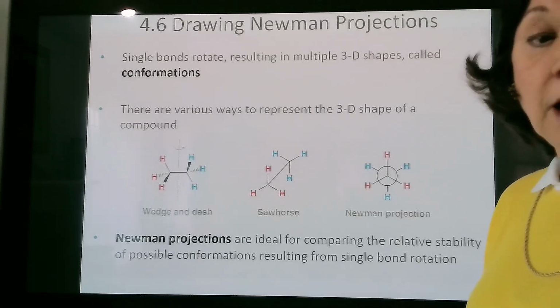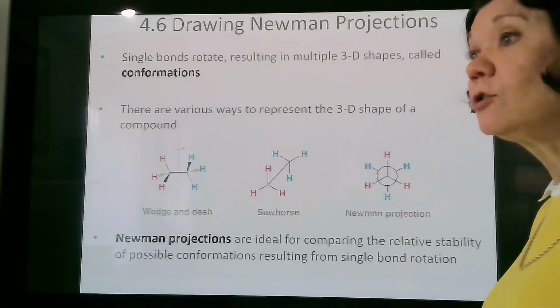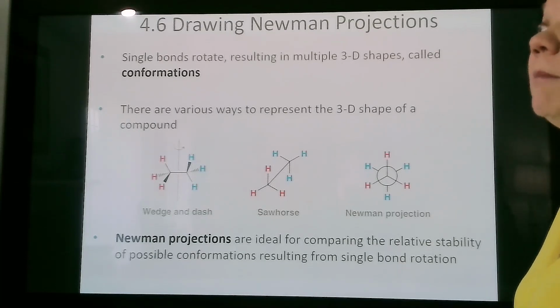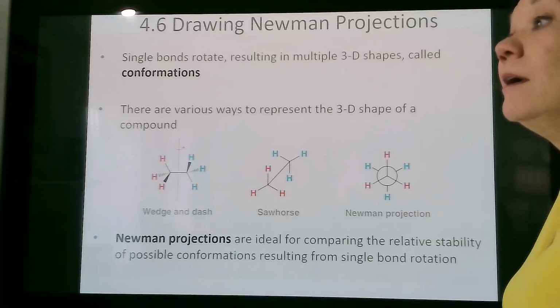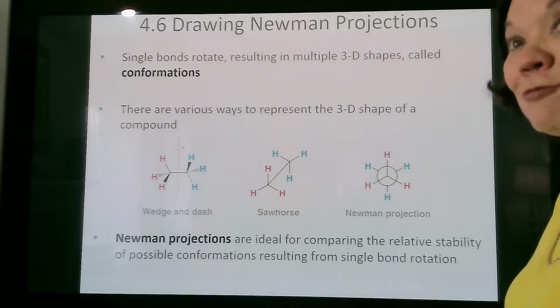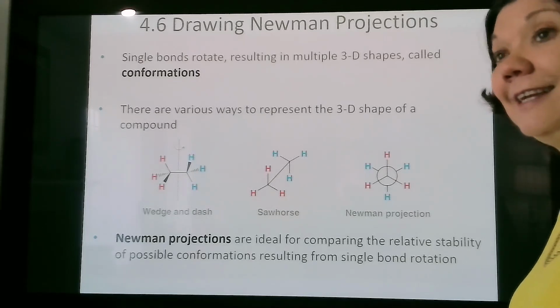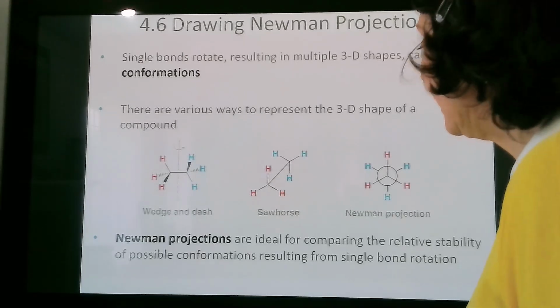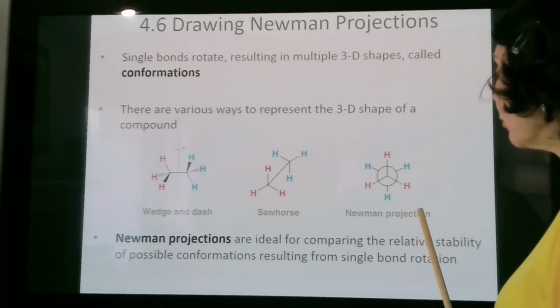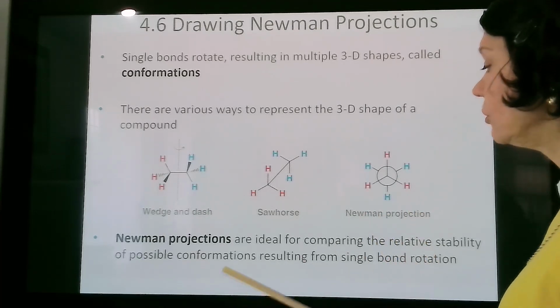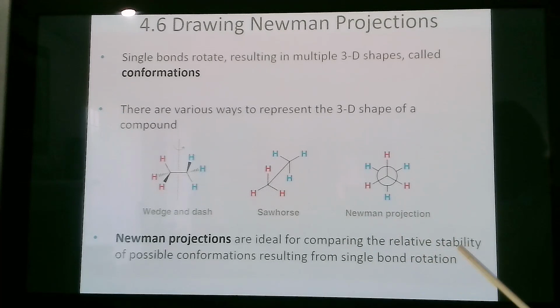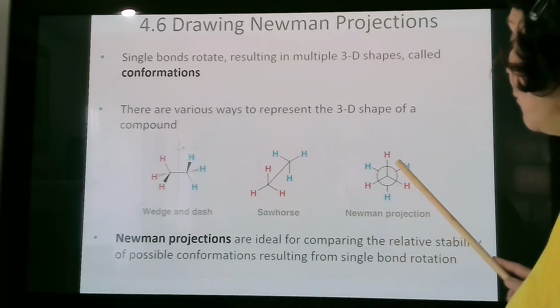In other molecules, there might be a question of which carbon-carbon bond you look down, and you simply have to figure out which one you're interested in, which is the one that you need to single out to examine. And so these are Newman projections. They're ideal for comparing the relative stability of possible conformations resulting from the rotation.